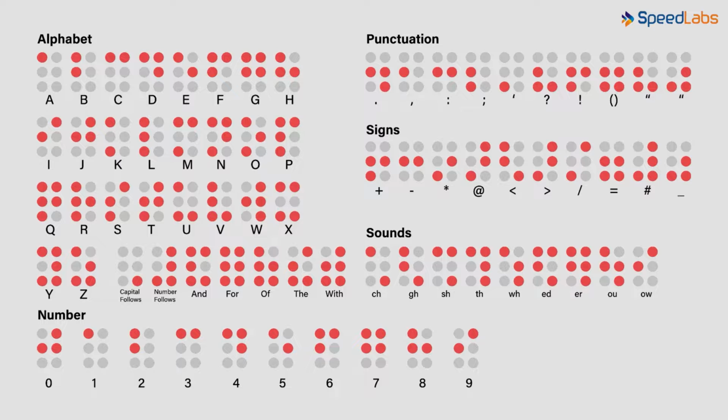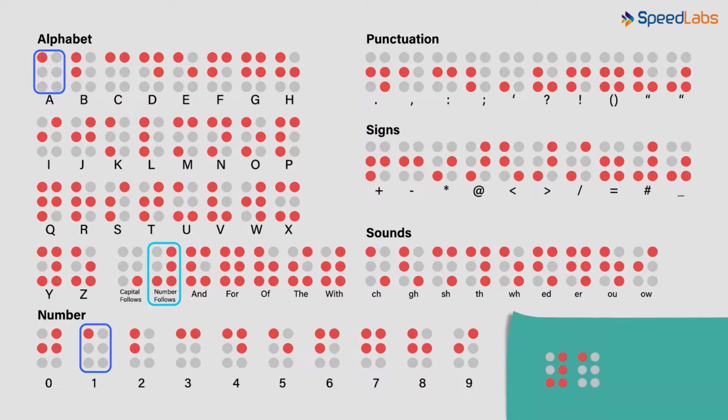But now I want you to observe something interesting. Look at the pattern for the digit 1 and the letter A. Aren't they the same? How does the visually handicapped person know whether it's an A or 1? For that, look at this pattern which says number follows. When we have this pattern in front of a pattern, it tells us that a number follows. So this here tells us that we're talking about the digit 1 and not the letter A. Similarly, this would be the digit 2 and so on.